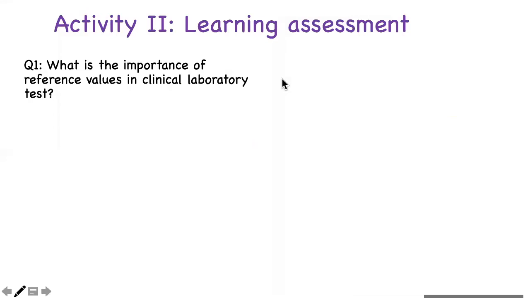So before going ahead, let's quickly have the quiz. My first question is, what is the importance of reference value in clinical laboratory tests? I want you to give the answer in the chat box. Let's see who gives the first answer.